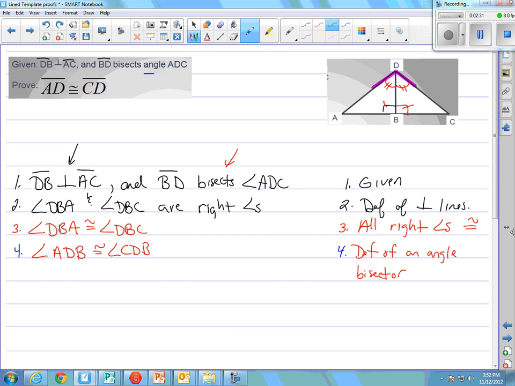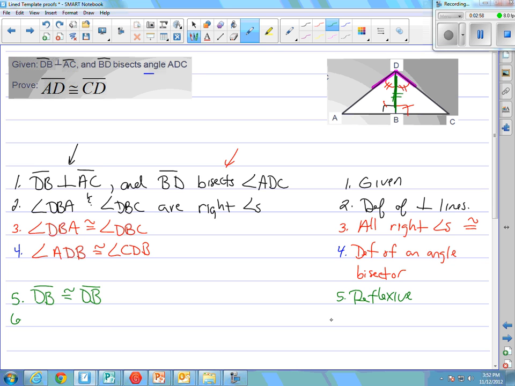We'll go to step 5, which, we're done with vocabulary words, so now we've got to look at the picture and see what does the picture hide for me. And we recognize that that segment right there is in both triangles. So I want to say that that segment's congruent to itself. So DB is congruent to DB, and that's the reflexive property.